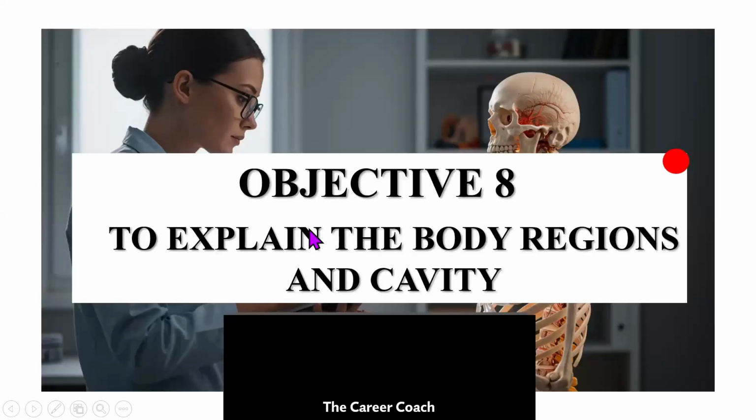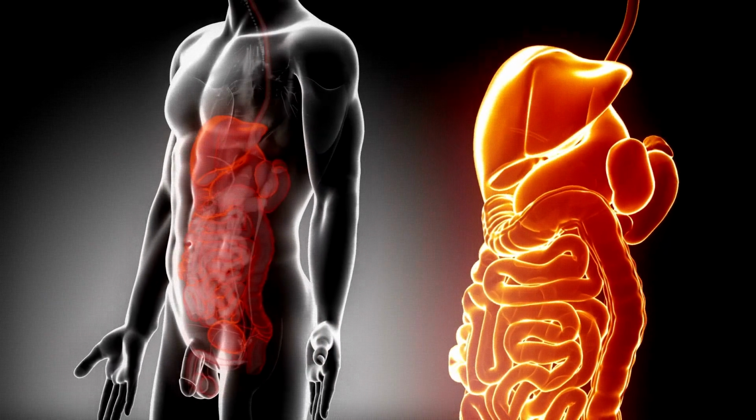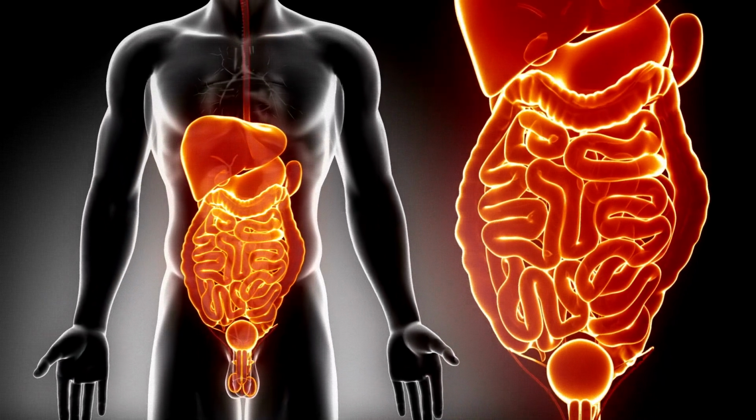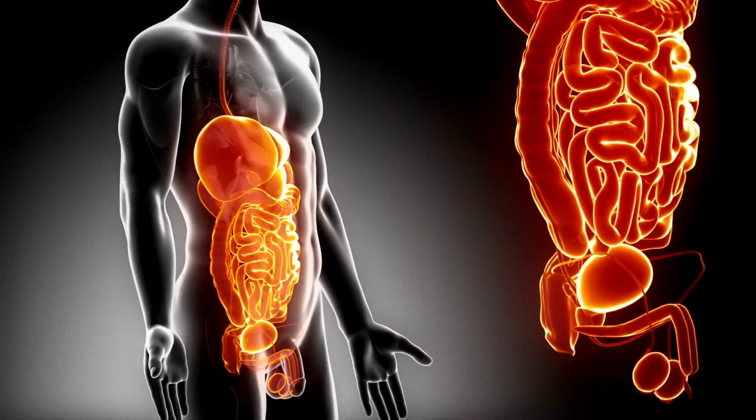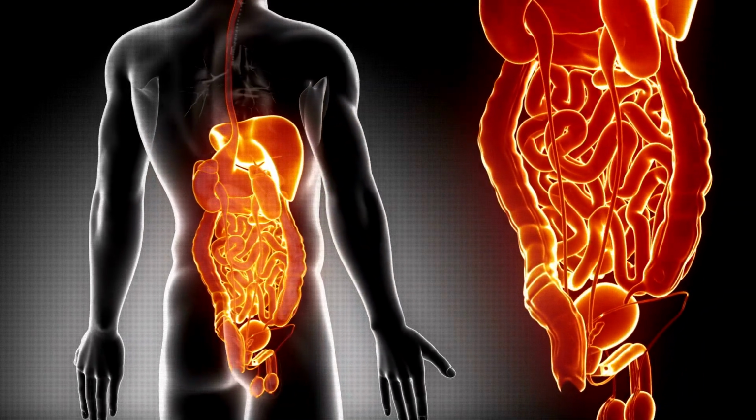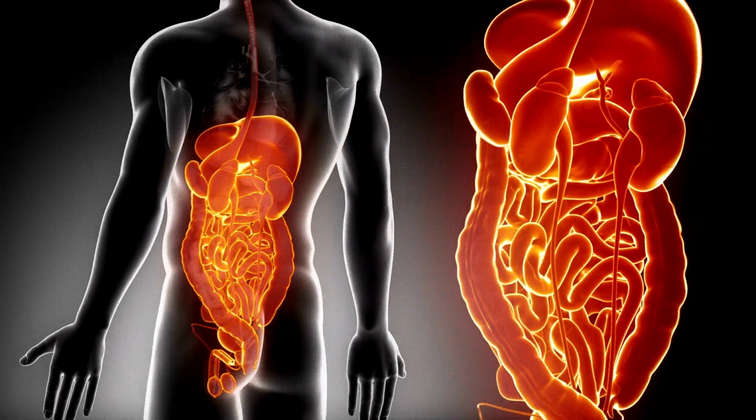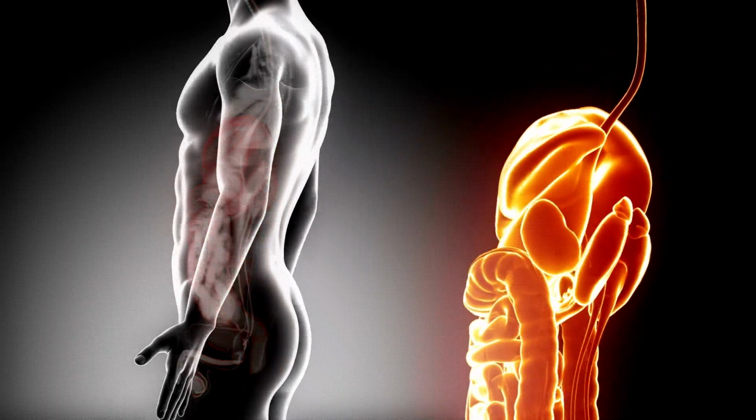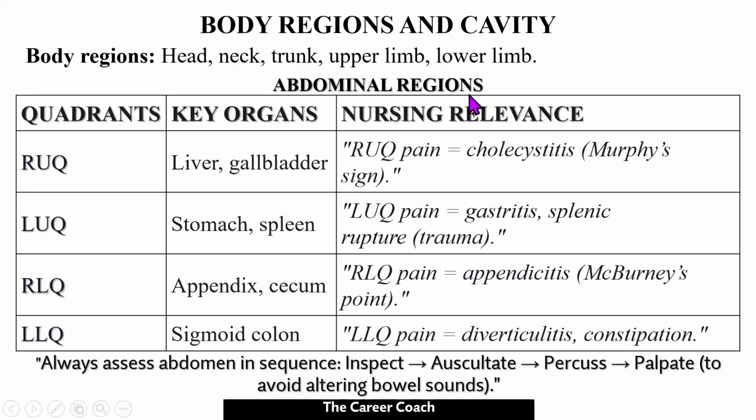Objective number 8: we want to explain body regions and body cavities. This is very relevant for your examination. So we want to look at the body regions. Body regions include the head, the neck, the trunk, the upper limbs, and the lower limbs, which are known as the extremities. So with regards to body regions and body cavity, we want to first look at the abdominal regions.